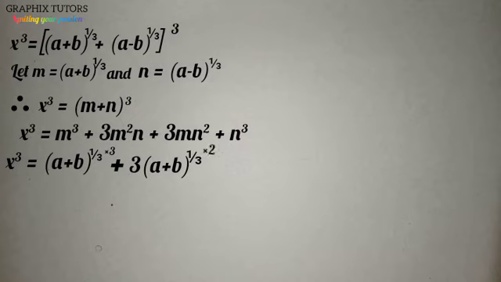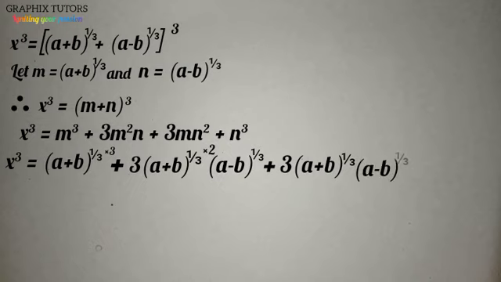Multiply by n is what? (a - b)^(1/3). Plus 3 multiplied by (a + b) raised to power what? 1/3. Now, the n close to the m there is (a - b)^(1/3), but the n has the power of 2, so I'll be multiplying by 2, right?